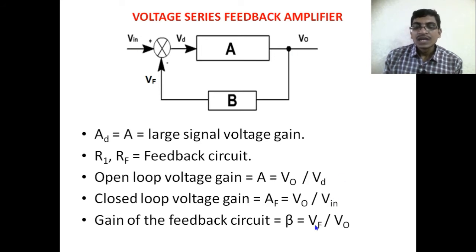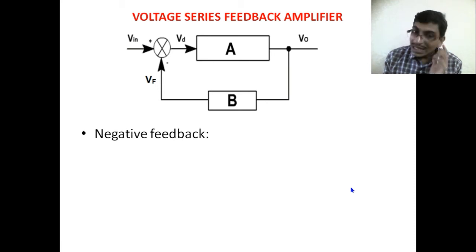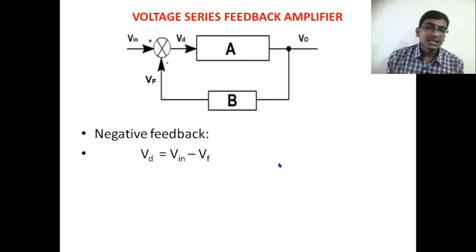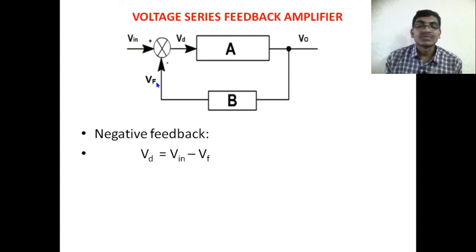So that's why Vf divided by V0 will come. Okay, let us see the negative feedback. As we are using the negative feedback, we can see here the Vin is given with the positive sign and Vf has been given with the negative sign. This negative sign indicates that it is the negative feedback. The input signal Vin and Vf are out of phase, which is 180 degrees phase shifted versions.